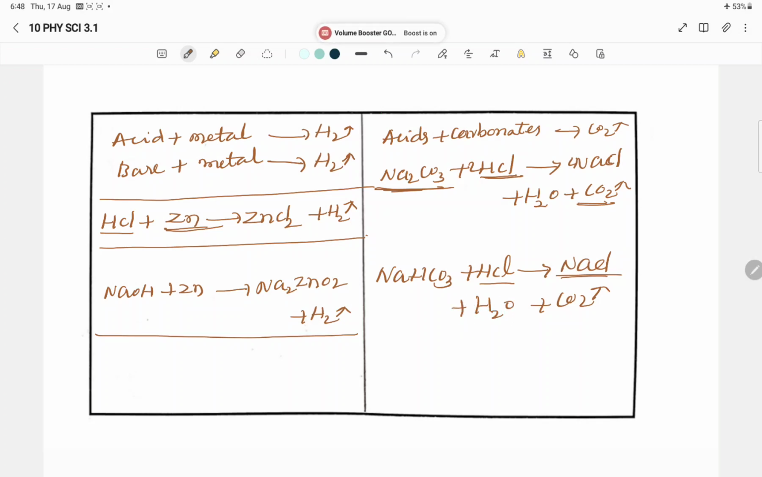See here, acids react with carbonates and give CO2 gas. Acids react with bicarbonates or hydrogen carbonates also, and release CO2 gas only.